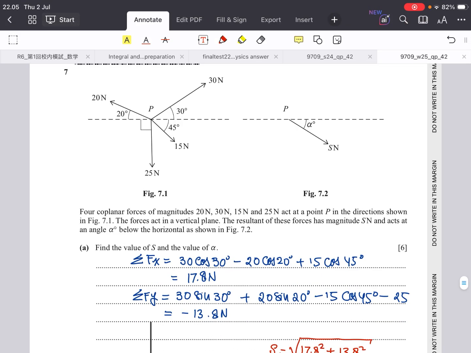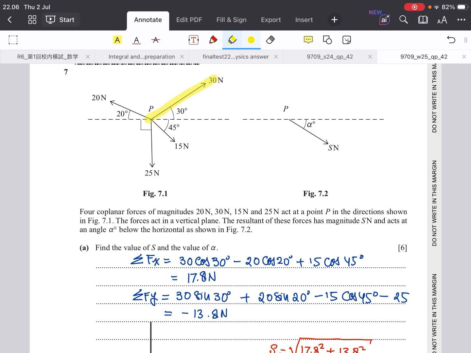So to find the value of S, the resultant force of these 4 forces, we first find the resultant force in x direction. We just add all the components of force in x direction. But don't forget, if the direction is to the left, it will be negative for x direction.